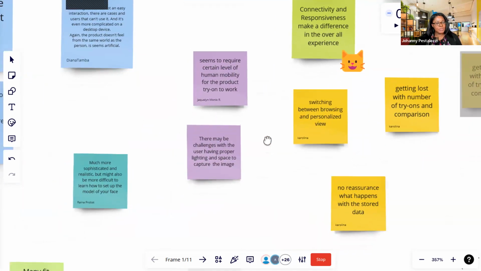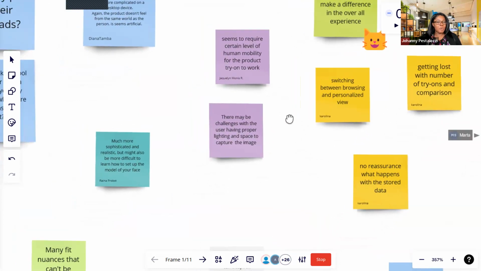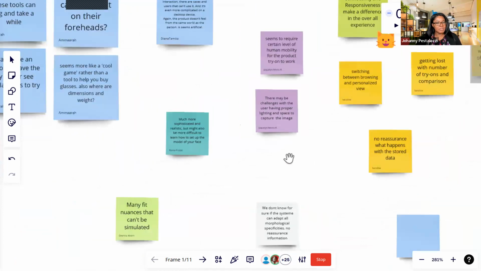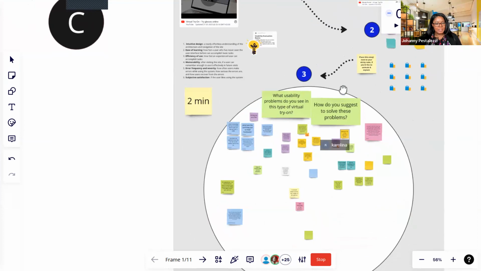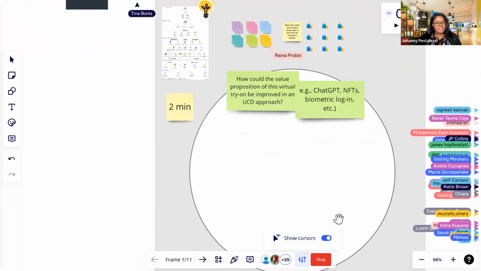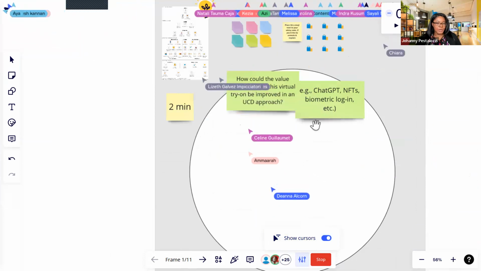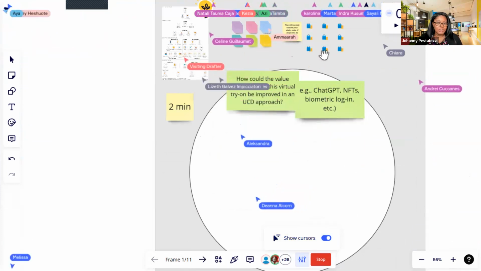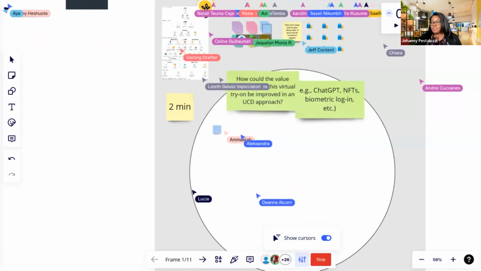There may be challenges with the user having proper lighting and space to capture the image. Very good one. So maybe some onboarding could be useful. Much more sophisticated and realistic, but might also be more difficult to learn how to set up the model to your face. Right, perfect. Good, so thanks a lot for these answers. Let's then briefly move on to the second part and the last one, which is how to improve the value proposition of this try-on. And again, have a look in here to inspire your thoughts into the direction of a solution or a suggestion to improve. And again, let's spend 2 minutes on this and then we will wrap up.